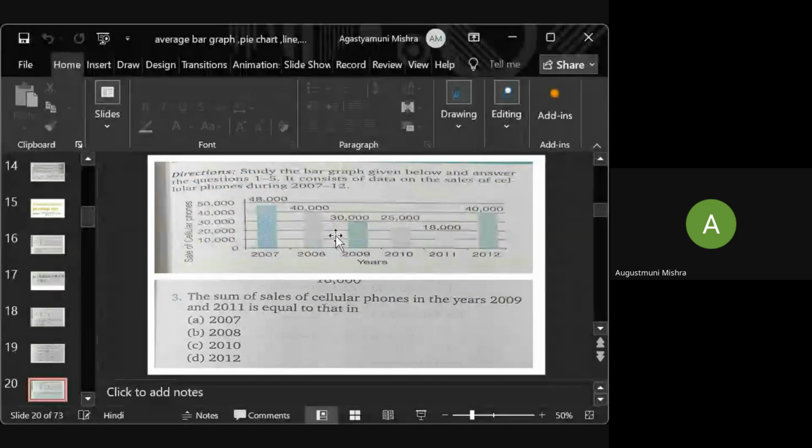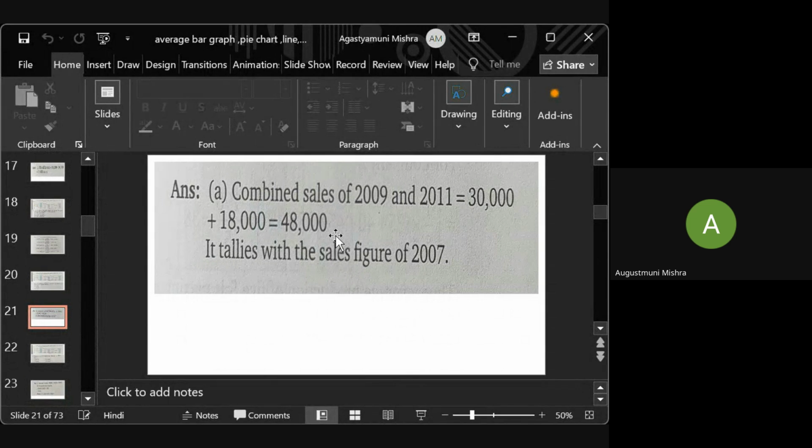Okay, I'm going to change the slide. So the correct answer is A. I think that is clear to everyone. Okay, so that is the correct answer.